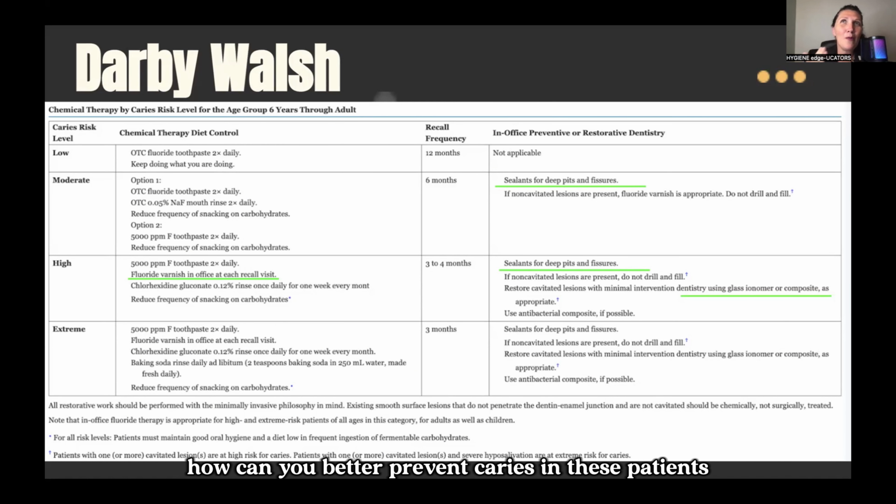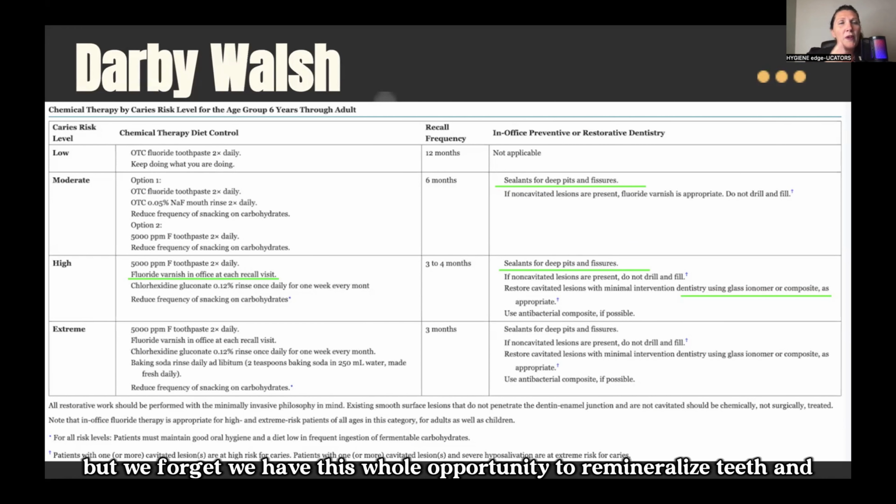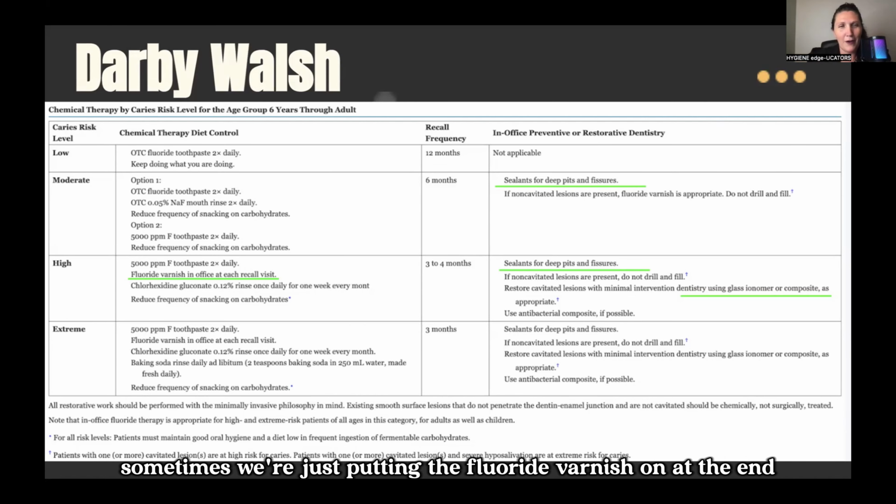So I thought, Shelly, how can you better prevent caries in these patients, because they literally cannot go see a dentist and they cannot brush their teeth and nobody's helping them. And that's where I realized, man, there are so many other great things that I'm missing in a whole remineralization program. In hygiene school, we're so focused on instrumentation, instrumentation, instrumentation. We're taking a board on how to remove calculus and we're so focused on training on that, and that's important. But we forget we have this whole opportunity to remineralize teeth. Sometimes we're just putting the fluoride varnish on at the end and that's about it. But there are some other great things that we can do.